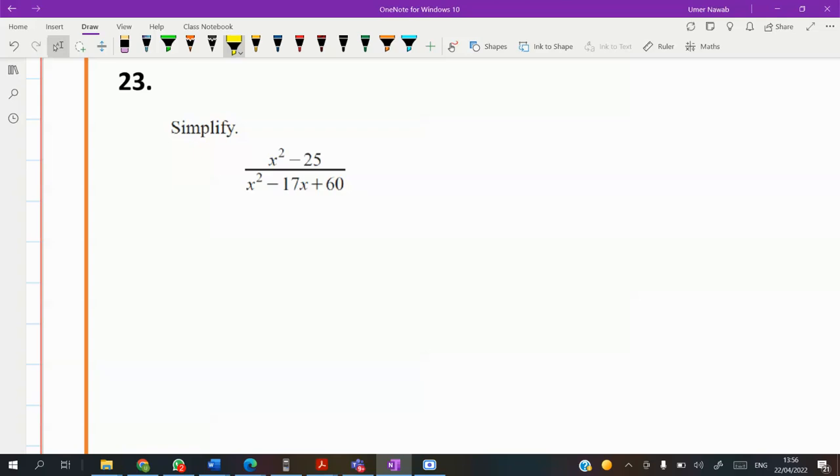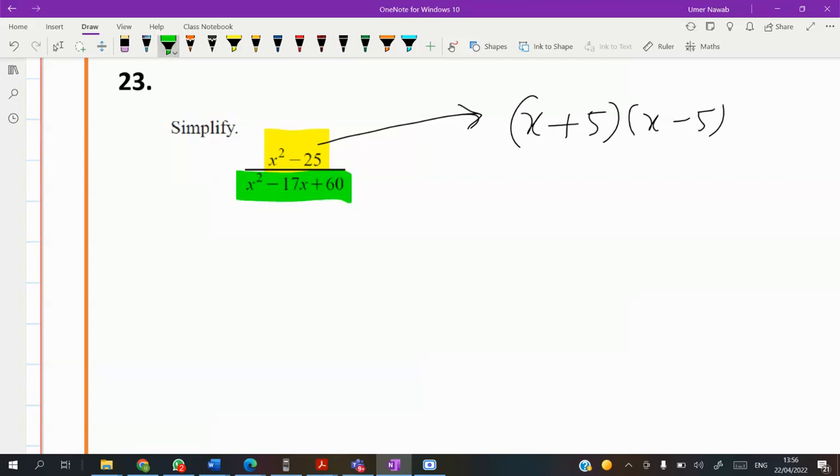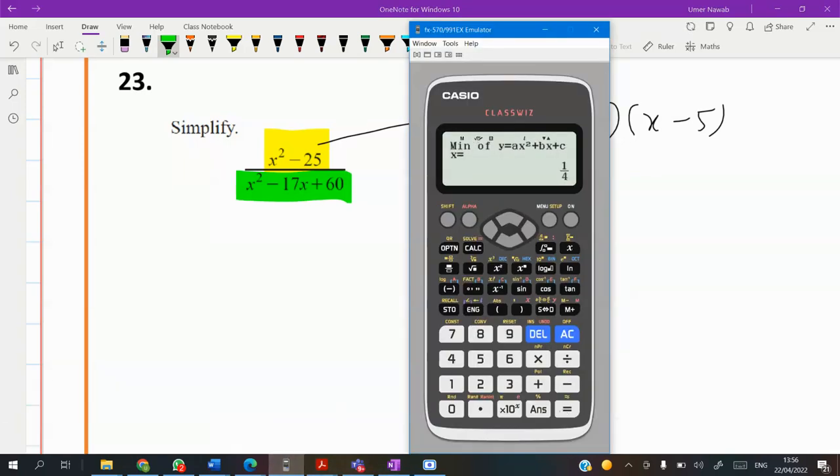The 23rd, the difference of two squares. So for sure, you guys will be saying, Mr. Omar, this is x plus 5 and this is x minus 5. Denominator, it's a quadratic expression. Use the calculator. Enter 1, enter negative 17, enter 60. What is the first answer? 12. Second one is 5.